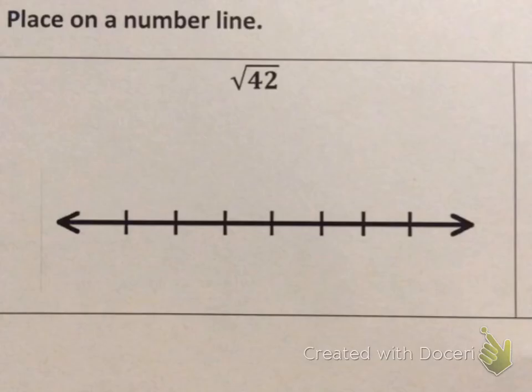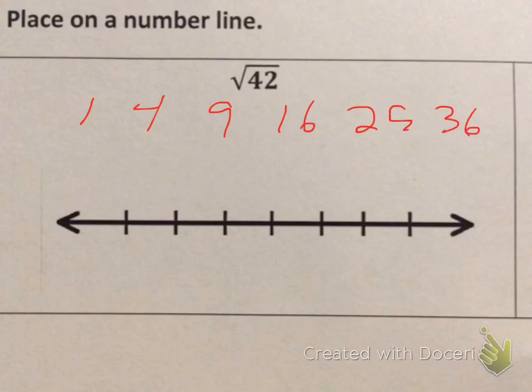All right. These last two say place on the number line where they belong. I'm going to go with the square root of 42. Again, you guys, if I wanted to think about what two numbers it would be in between, if I went 1 squared, I'd get 1, 2 squared is 4, 3 squared is 9, 4 squared is 16, 5 squared is 25, then I'd go 36, and then I'd go 49.